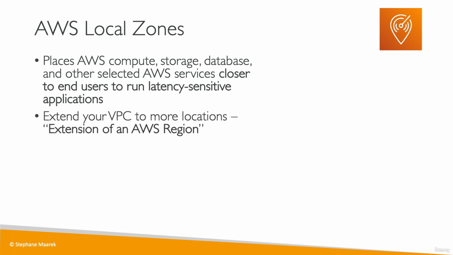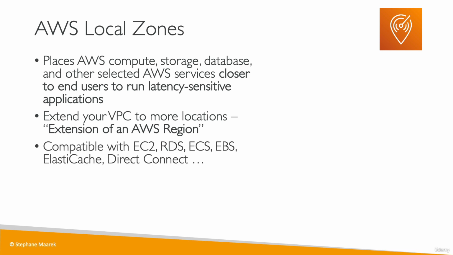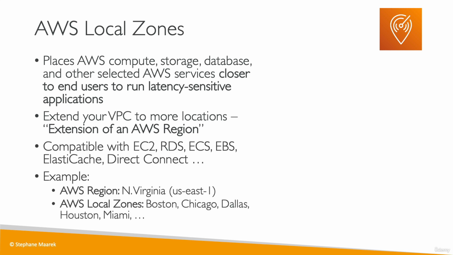So the idea is that you will extend your AWS region to one or more locations, one or more, quote unquote, availability zones, but they're actually called local zones. This is compatible with EC2, RDS, ECS, EBS, ElastiCache, Direct Connect, and so on. And here's an example, and we'll see this in the hands-on very quickly.